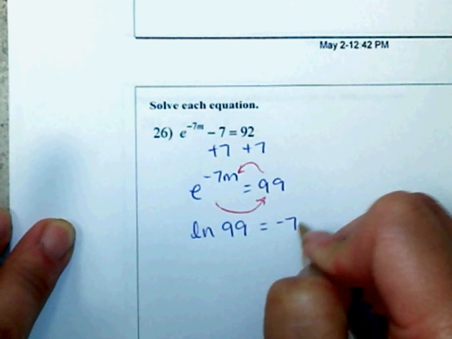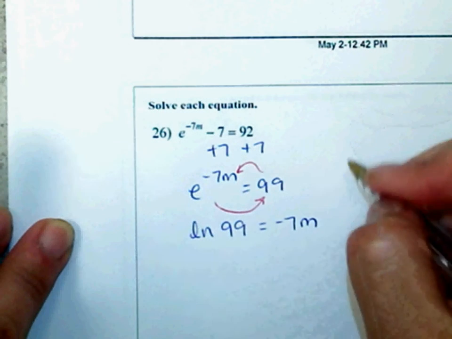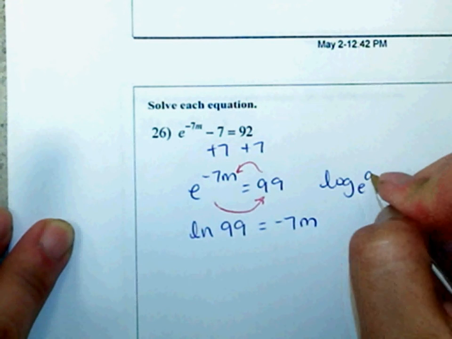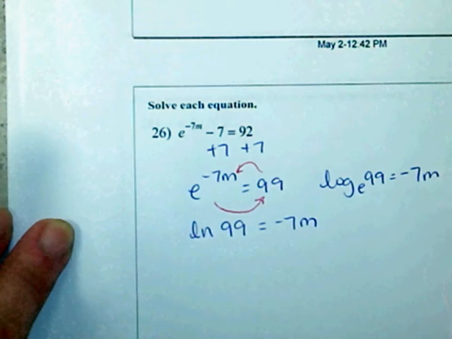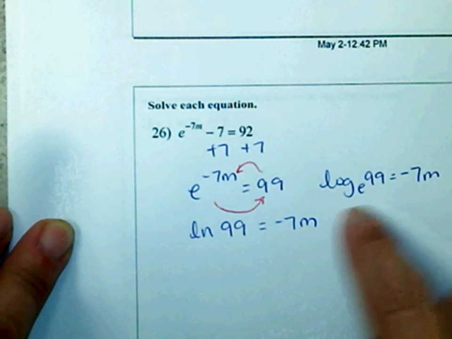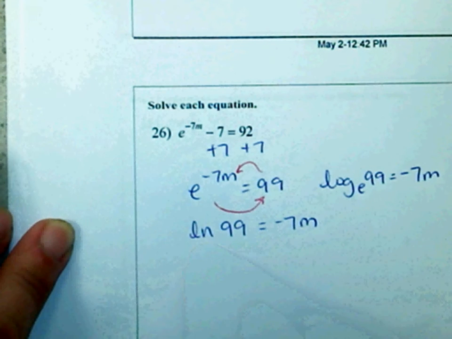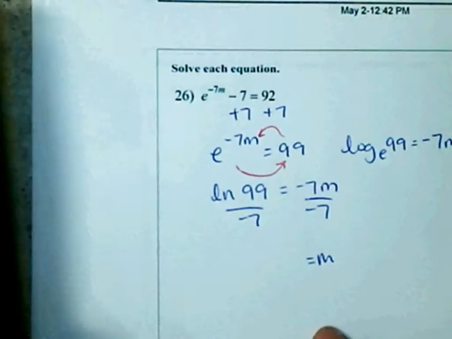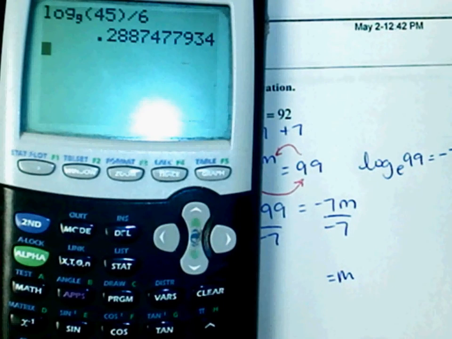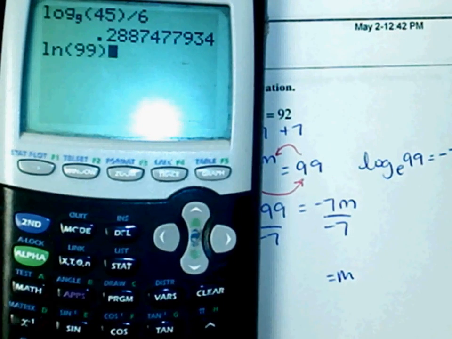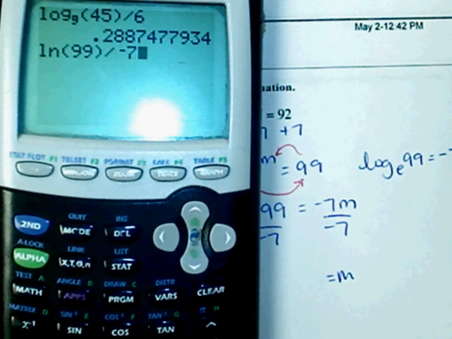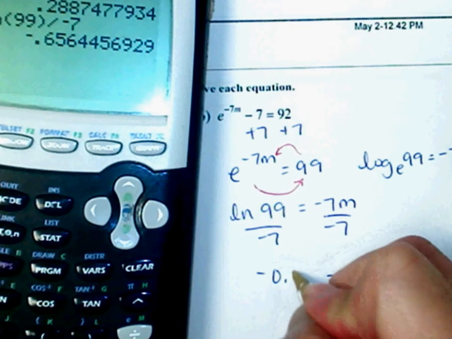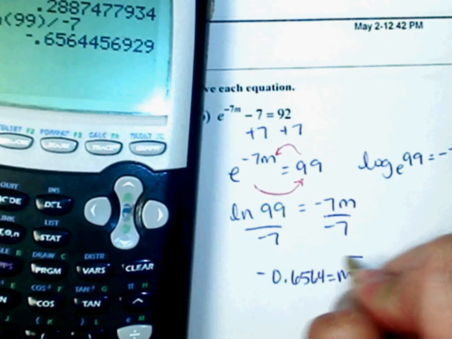Okay? This right here is the same thing as log base e of 99. You see that? So instead of writing log base e, I'm going to change that to natural log. All right, divide both sides by -7, and that'll give you your final answer. On your calculator, the natural log is by the 4, so natural log of 99 parentheses divided by -7. Don't forget your parentheses. That comes out to be negative 0.6564. Okay, so there you have it. Calculator work.